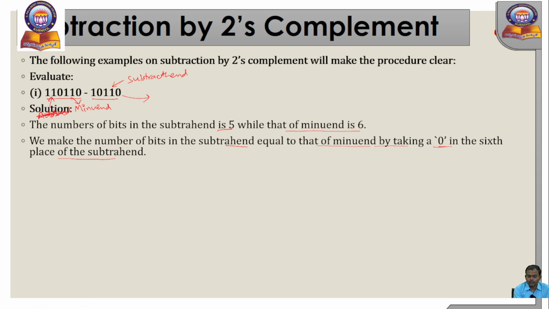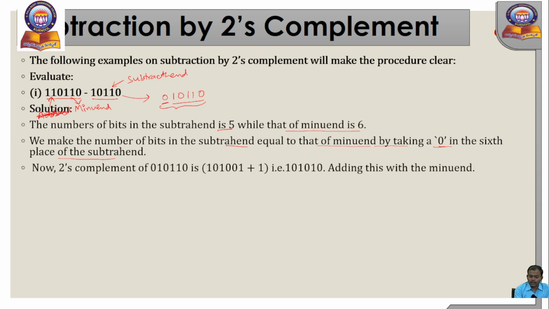So this number we can now write as 010110. This is the given number. I have placed 0 at the leftmost position of that number, which does not change the given number. So now this subtrahend becomes 6 bits.